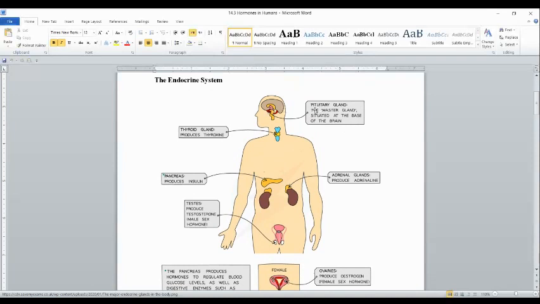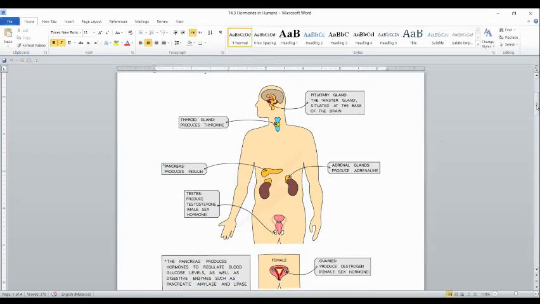One of those glands is the pituitary gland, which is called the master gland. It's situated at the base of the brain. Later we'll talk about it if you want, but this is not the topic of today's lesson. Then the next one is the thyroid gland. It's another gland that produces hormones, and the hormone that it produces is thyroxine. And this is also not our concern today.